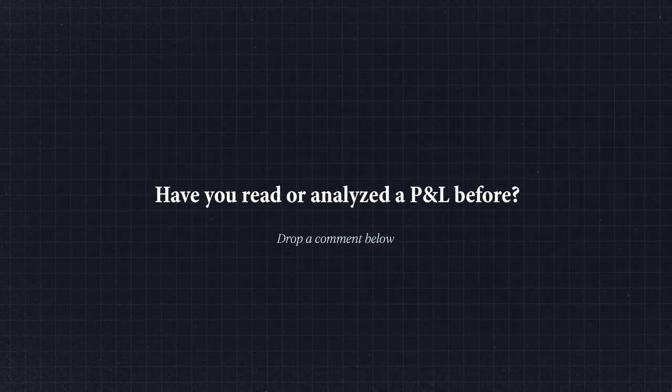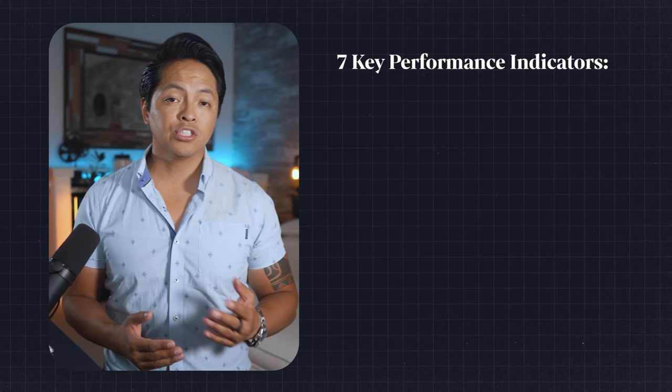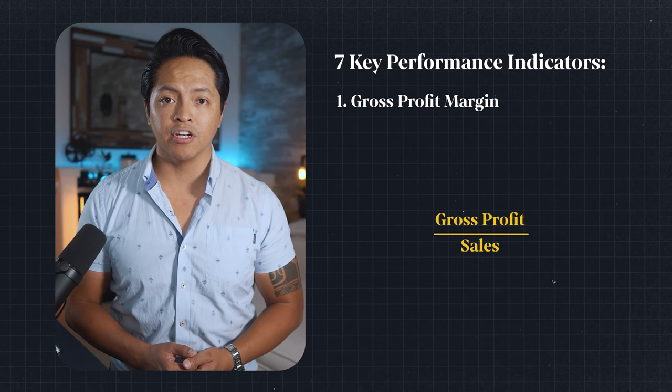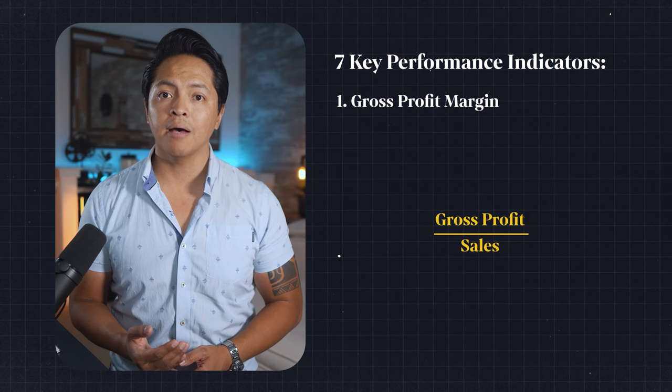Now that you know the basics, you are ready for the juicy part. 7 key performance indicators or KPIs derived from the P&L to make you as skilled as your CFO. Let's start with number 1, gross profit margin. The formula is gross profit divided by sales. It represents the percent of total sales revenue that exceeds the cost of goods sold. It measures how efficiently a company is producing its goods or services.